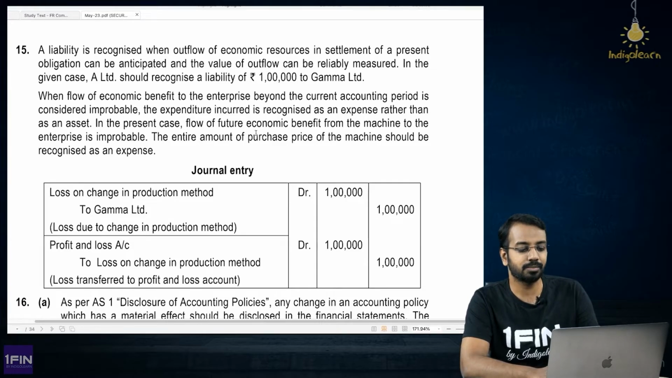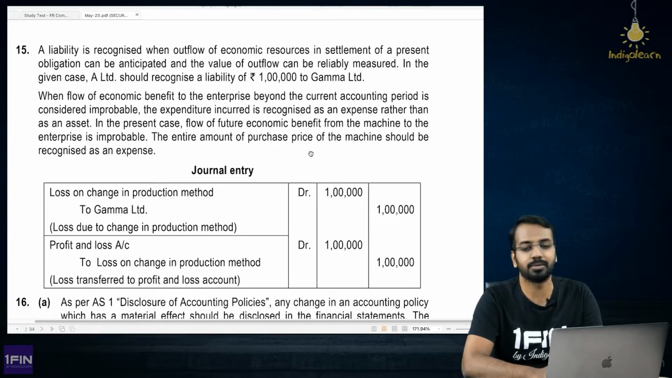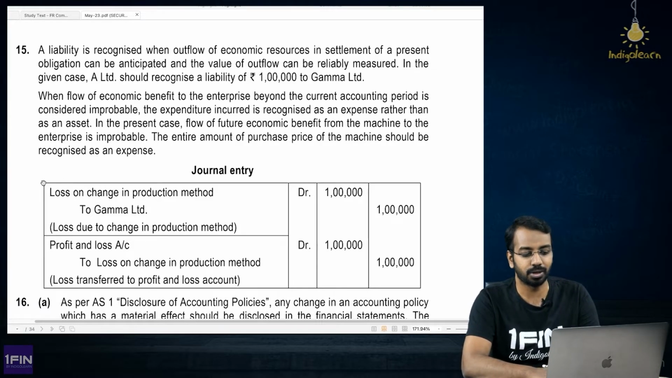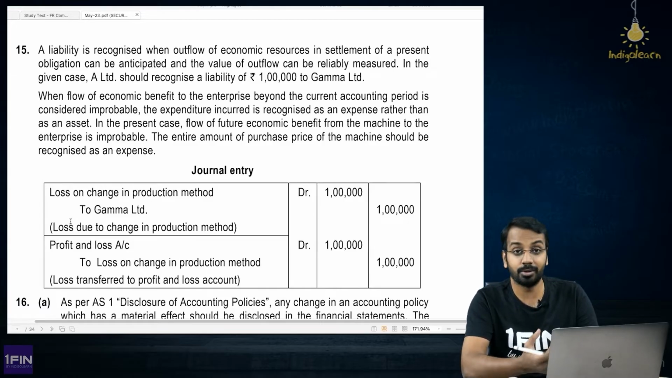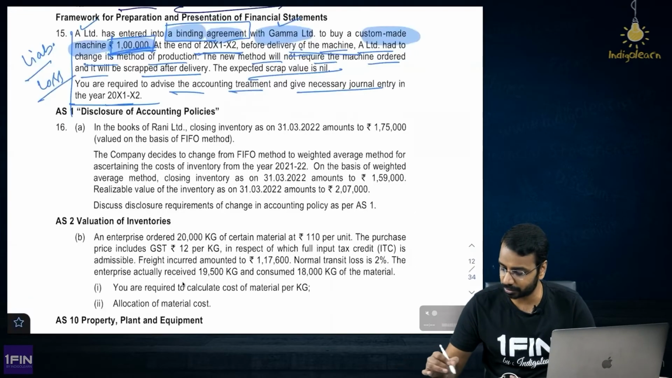In the present case, flow of future economic benefit from the machine to the enterprise is not probable, and hence the entire amount of the purchase price of the machine should be recognized as expense. So you will recognize a loss in P&L and the amount payable to Gamma Limited, right? A simple one. Then let's look at the next one, based on AS 1.